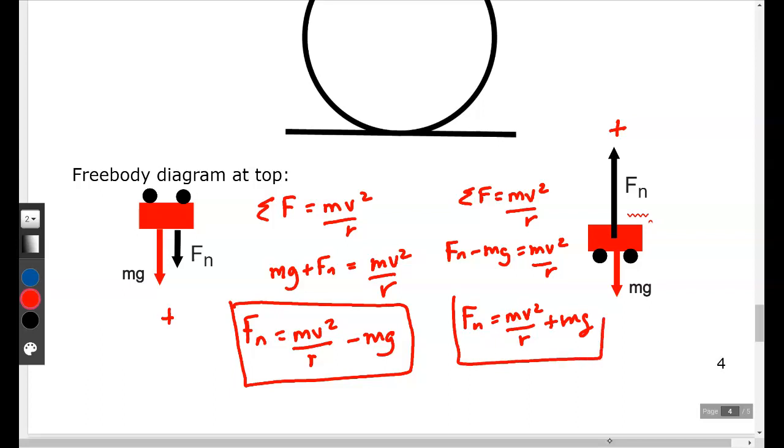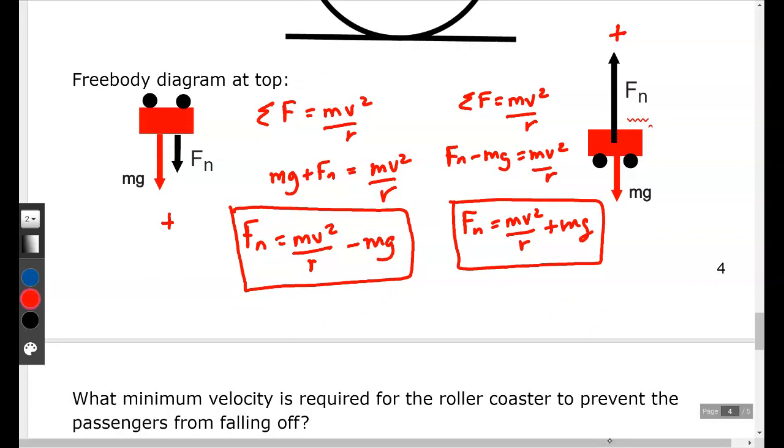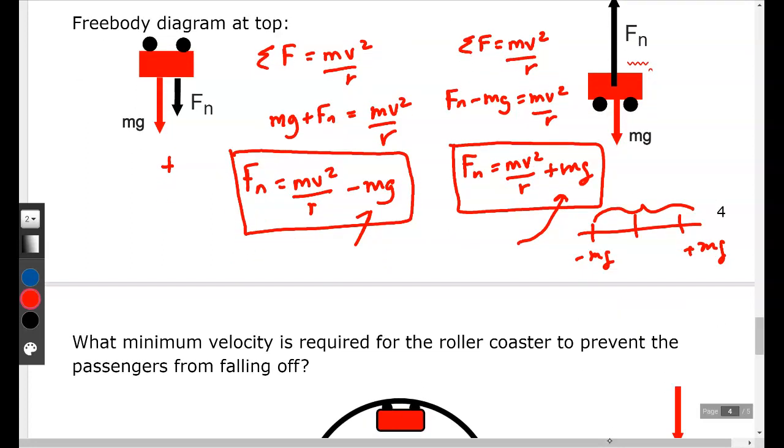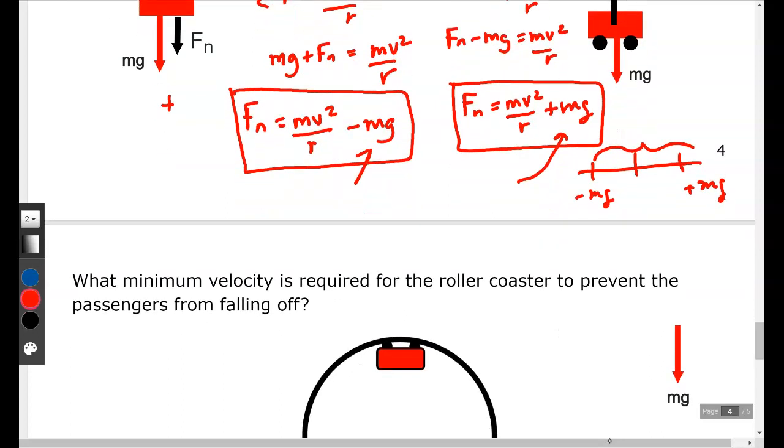The bottom is once again bigger than the top by 2 mg. The normal force on the bottom, because this is minus mg, this is plus mg. What's the difference between minus mg and plus mg? Think of a number line. Minus mg, plus mg. What's the difference between that? That's 2 mg. So the normal force on the bottom is bigger than the top by 2 mg. Maybe you can write that down.